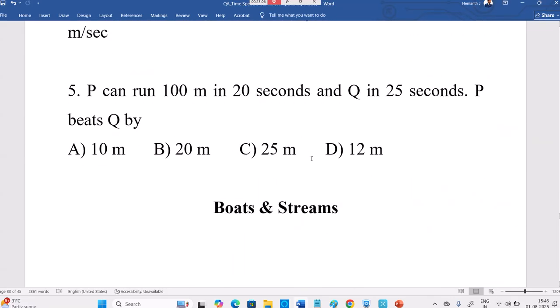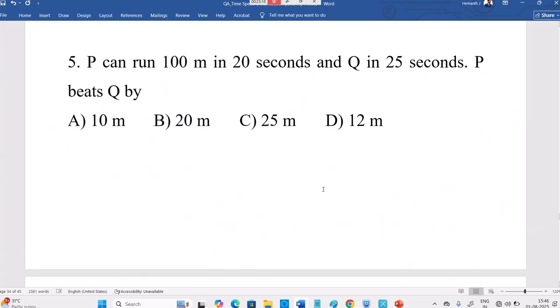Observe. Okay, let's see about this one. P can run 100 meters in 20 seconds and Q in 25 seconds. P beats Q by... This is actually to give you the idea of what "beats" means. For beats, both should complete the race.